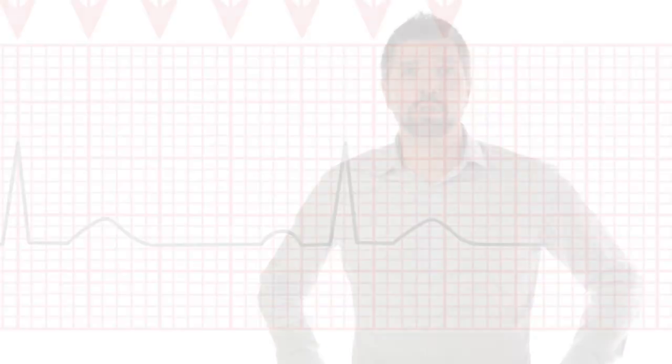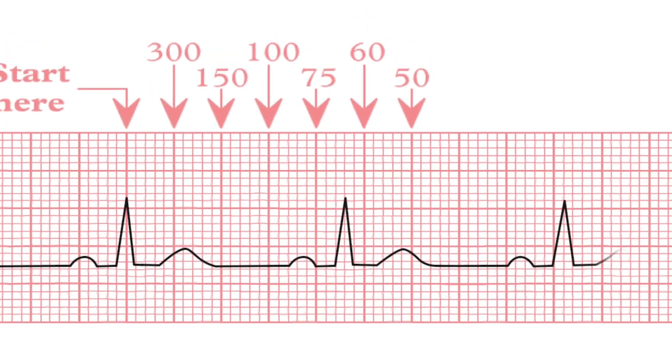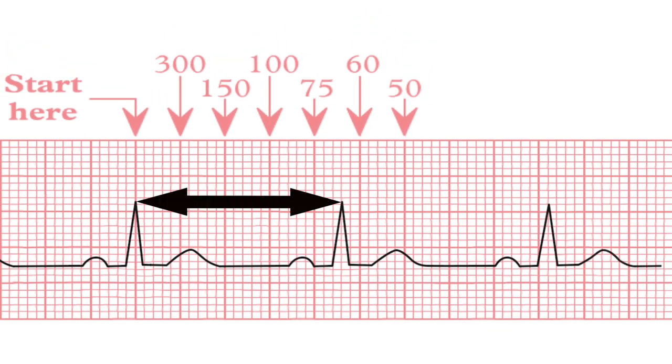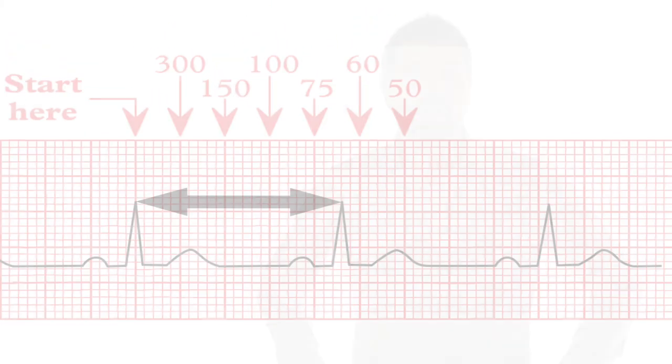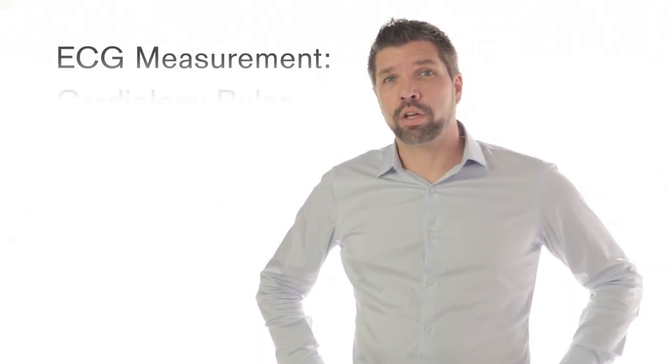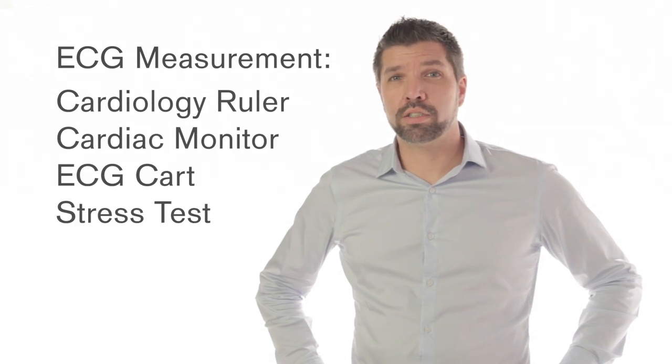In order to calculate the rate manually on a printed rhythm strip, you start from the first grid square and calculate decreasingly until you get to the next complex. Cardiology rulers are available for this, but the information is also available from the cardiac monitor, ECG card, stress test, etc. The grid squares are separated in 5 smaller squares that have a length of 0.04 seconds.